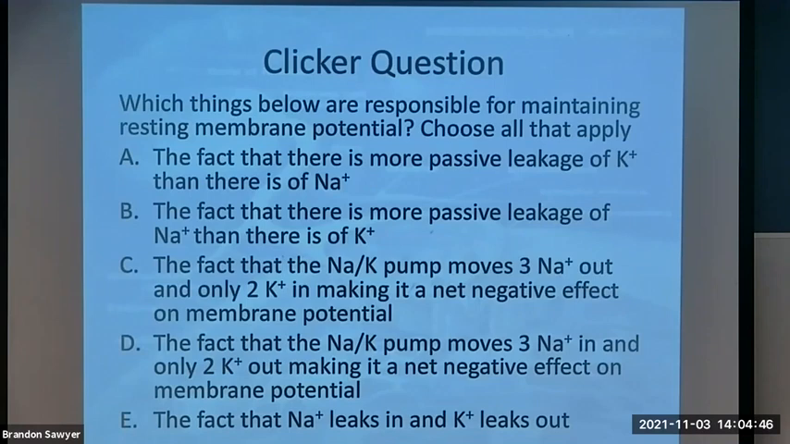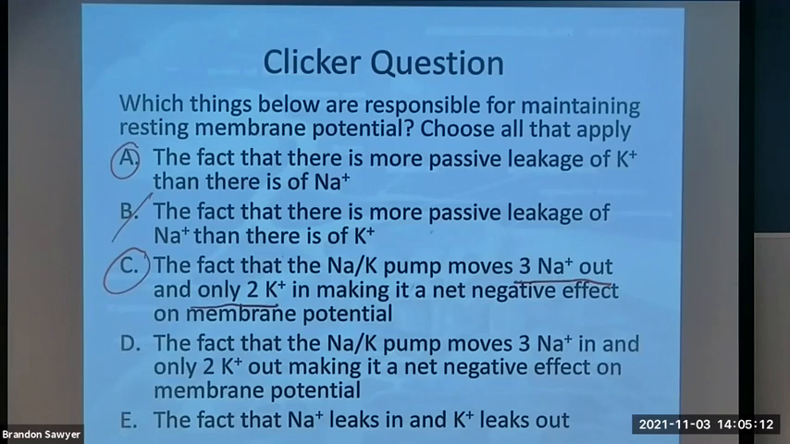So about 2/3 of you are saying A and C, and then about 20% of you are also adding E to that. Okay, so A would be the fact that there's more passive leakage of potassium than there's sodium. Okay, that's true. And obviously B is not true. And then C, the fact that the sodium potassium pump moves 3 sodium out and only 2 potassium in, making it a net negative on the cell resting membrane potential for sure.